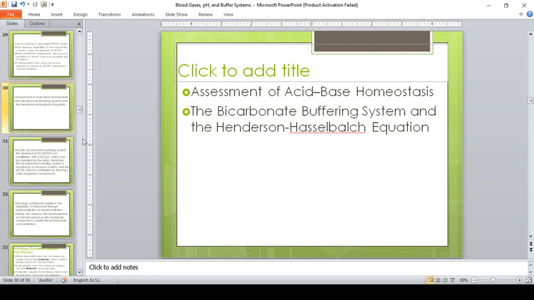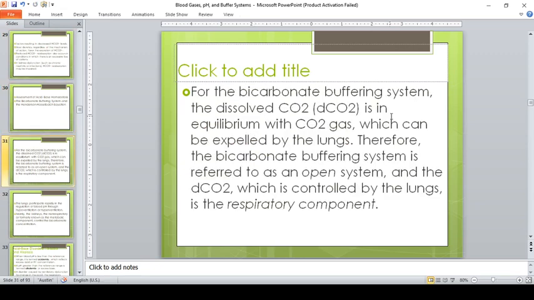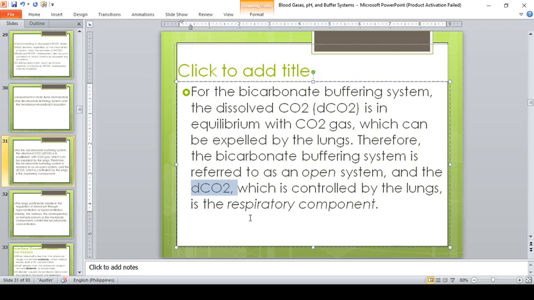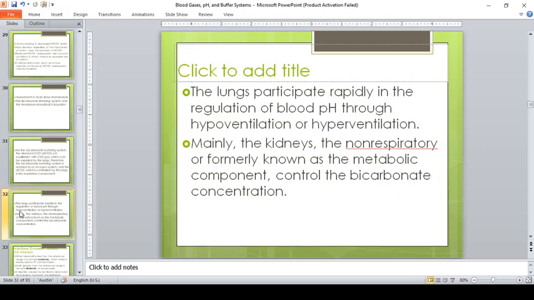Assessment of acid-base homeostasis. For the bicarbonate buffering system, the dissolved carbon dioxide is in equilibrium with the carbon dioxide gas, which can be expelled by the lungs. Therefore, the bicarbonate buffering system is referred to as an open system, and the dissolved carbon dioxide, which is controlled by the lungs, is the respiratory component. So the respiratory component here is carbon dioxide, because that is the main compound eliminated or retained in hypoventilation or hyperventilation.